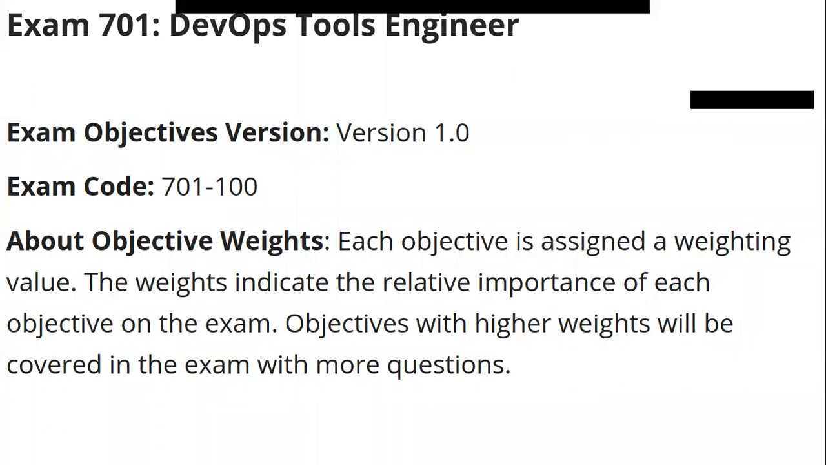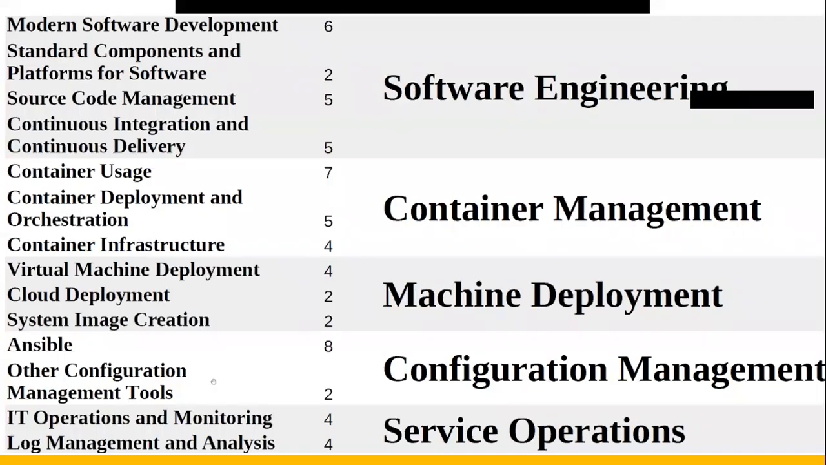All right, so there's going to be multiple objectives. Each objective has a weight, the relative importance. So if the weight is higher, that means there's going to be more questions. On the right are the main topic areas. I already went through them: software engineering, container management, machine deployment, that's VM deployment. So you have containers and you have VMs. You have configuration management and you have operations. So in other words, this is your software development lifecycle. You build it, you deploy it, you operate it.